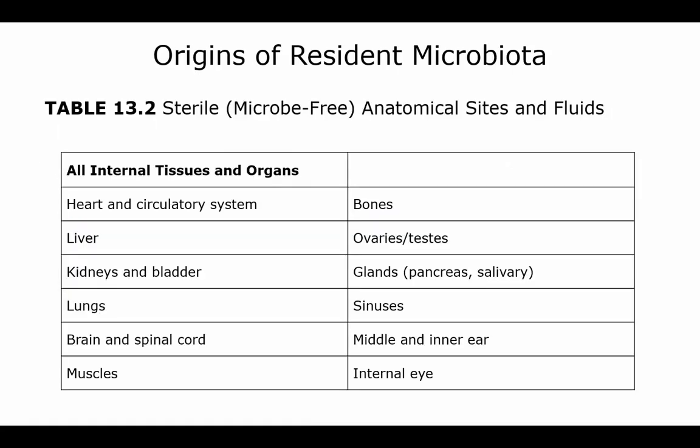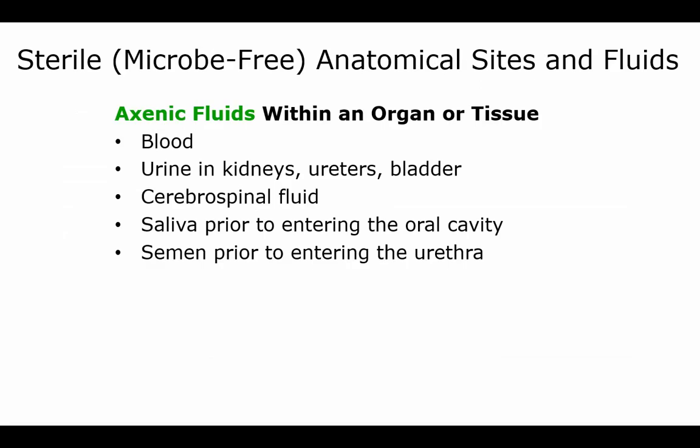But you can see here all your internal organs that should be sterile or microbe-free. You've got your heart, your circulatory system, your liver, your kidneys, your bladder, lungs, of course your brain and spinal cord, your sinuses, your glands, your bones, your eye, and they can be within the organs and tissues. You've got some other sterile fluids like blood or urine or cerebrospinal fluid or semen before it enters the urethra or saliva before it enters the nasal cavity.